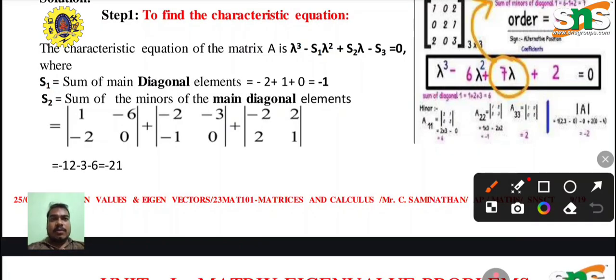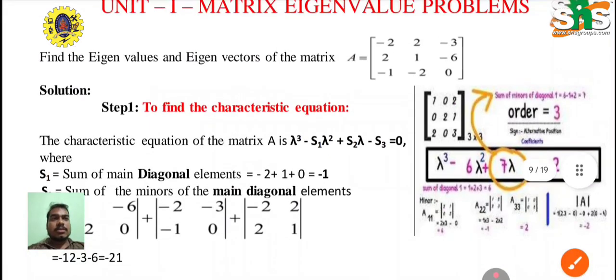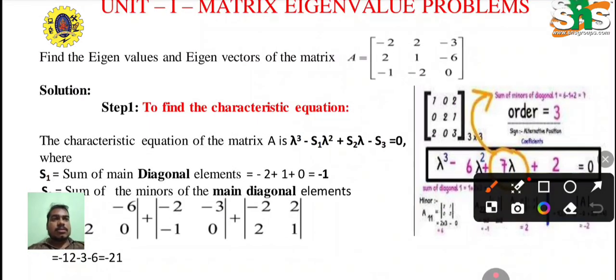So we calculate S1, the sum of main diagonal elements. These are the main diagonal elements, and their sum is minus 1. Then we find the minors of the main diagonal elements. The main diagonal elements are minus 2, 1, 0.